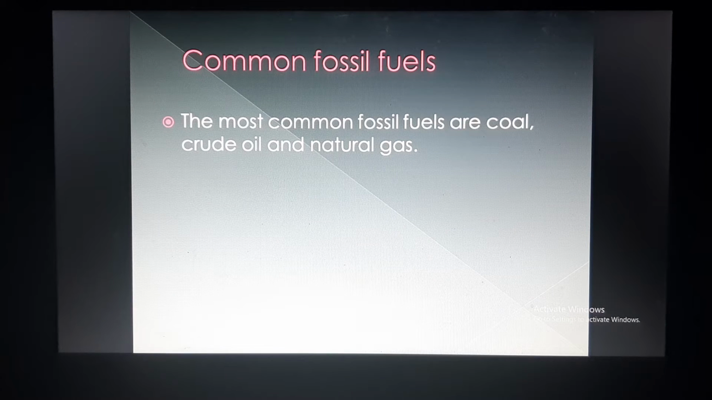First, we are discussing the first objective. What are the common fossil fuels? The most common fossil fuels are coal, crude oil and natural gas. Coal, crude oil and natural gas are known as the common fossil fuels.